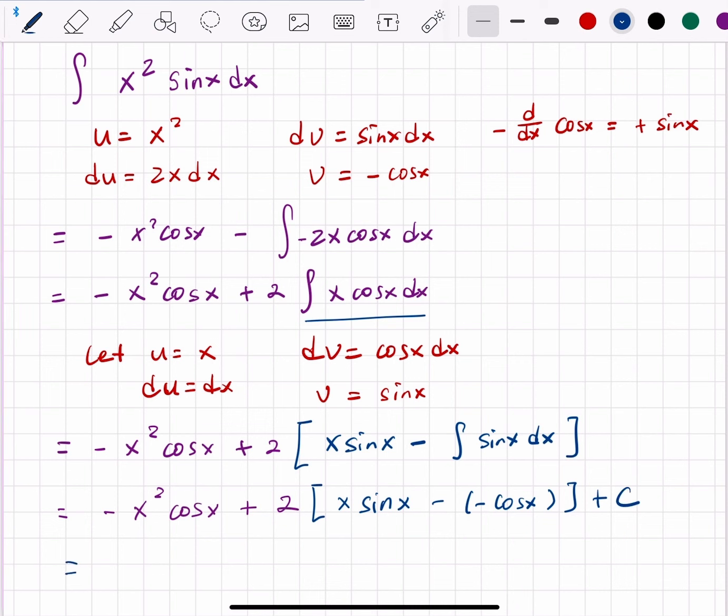So to make it a little bit nicer, negative x squared cosine of x plus 2x sine of x plus 2 cosine of x plus C.